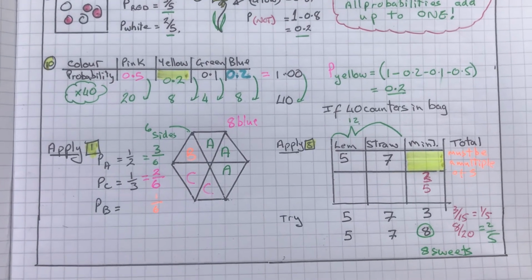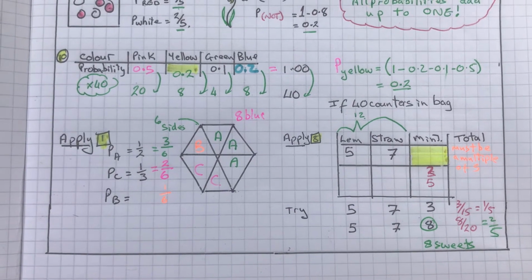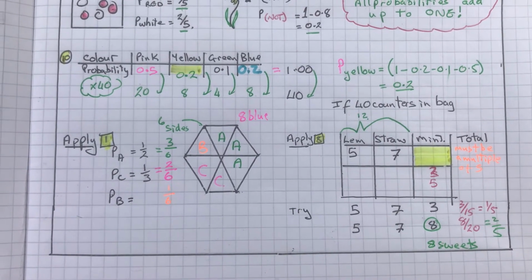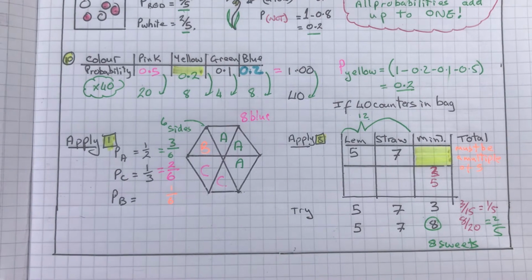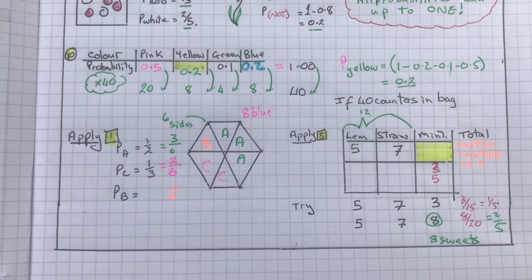If I look at the apply 1 question, it says there is a hexagonal spinner. The letters A, B and C are going to be in the spinner. The probability of an A is a half, the probability of C is a third, and it doesn't mention anything about the probability of a B.